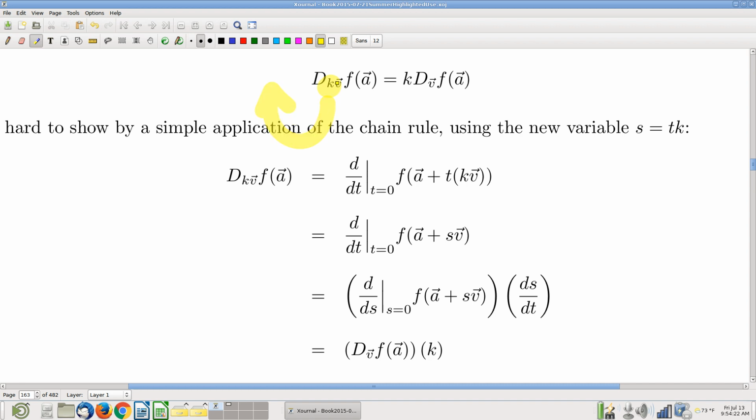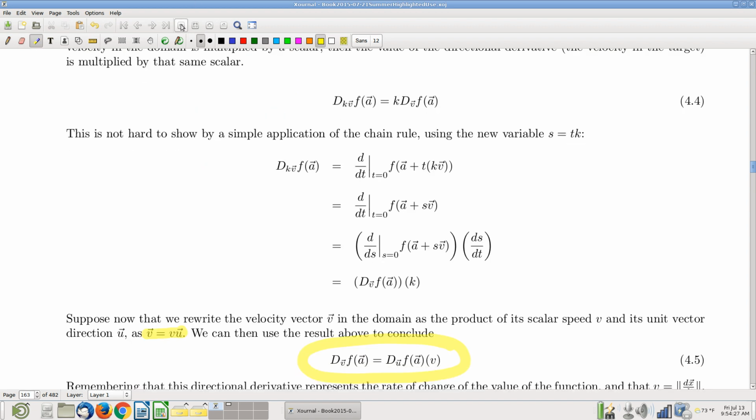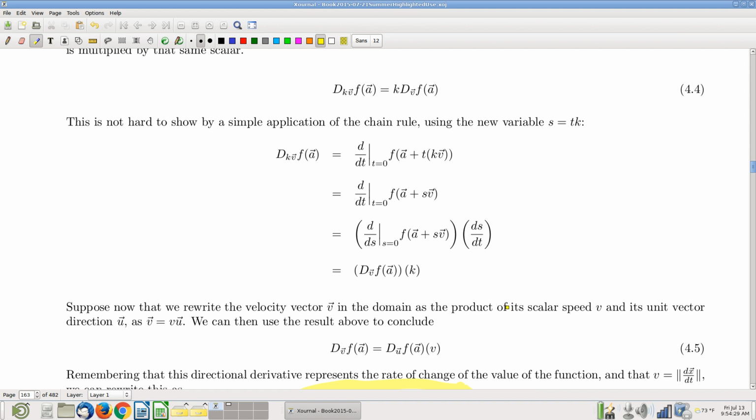That's the way I presented it here. Now, let me say it a little bit differently. Let's come down to this scenario here. Suppose that our velocity vector, I view it as having a scalar factor, and by the way, all vectors do if you think about it.